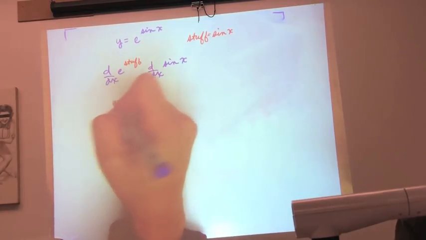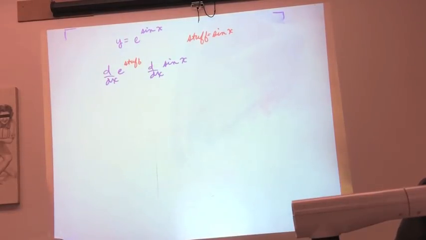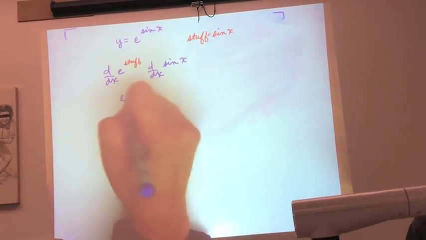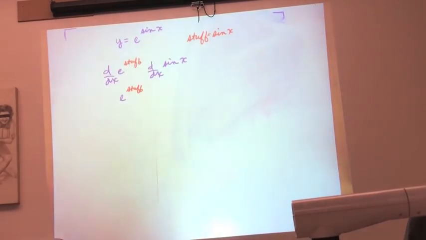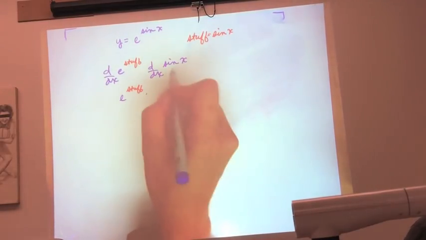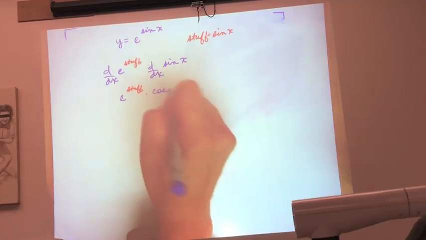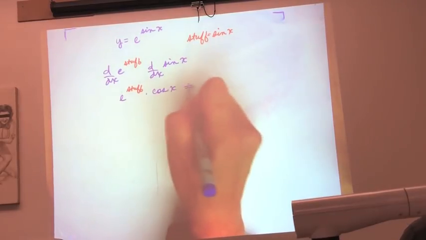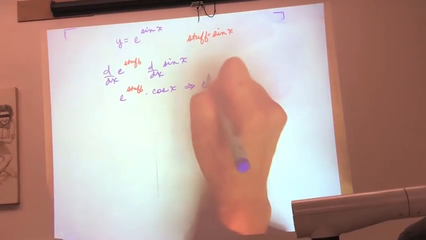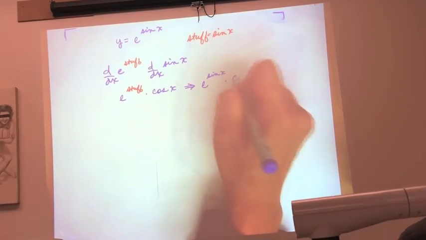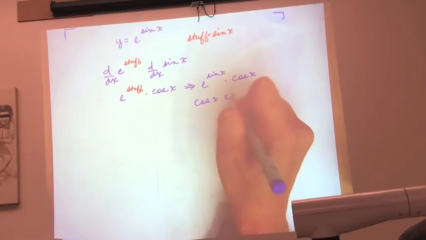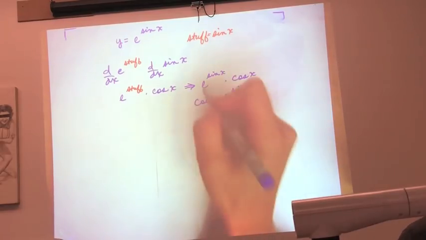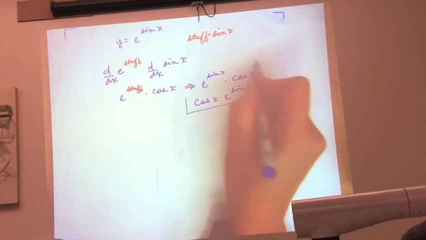So in this case, the derivative of e to anything is e to anything. So this is equal to e to the stuff, right? And then I have to derive my stuff. In this case, we have the derivative of sine is cosine of x. And now I can throw my stuff back in here, and I have e to the sine of x times cosine of x, or cosine of x e to the sine of x. Both of them are the same, and both of them are the answer.